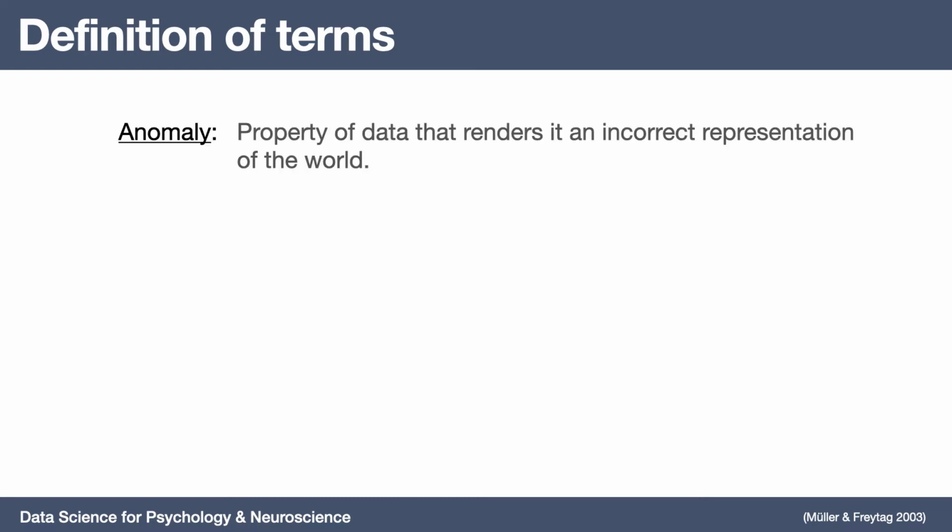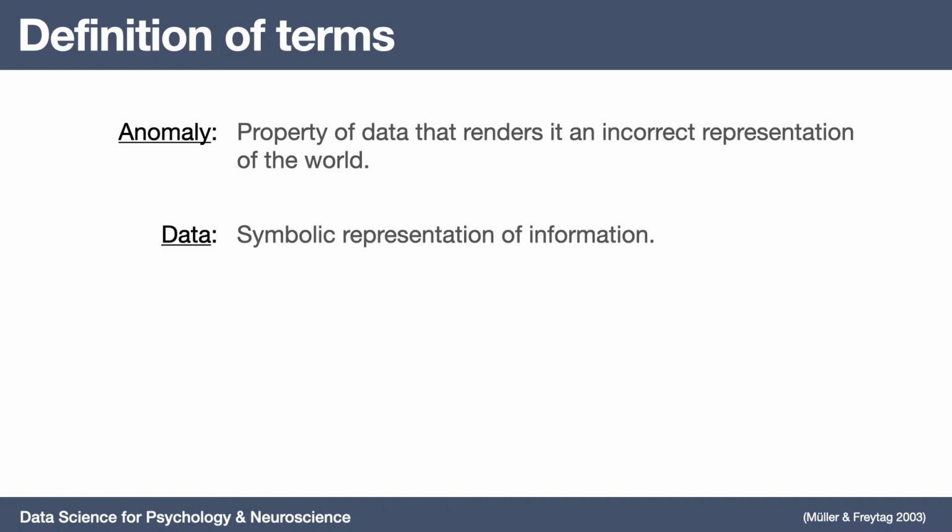Before we go into the process of data cleansing, however, it's important to be on the same page with regards to terms that we'll be using in this lecture. When we refer to anomaly, we're referring to a property of data that renders it an incorrect representation of the world. Anomaly is a general use term for an error in your data table.